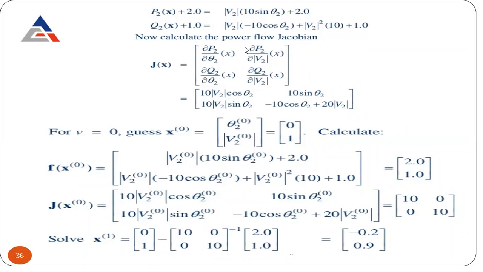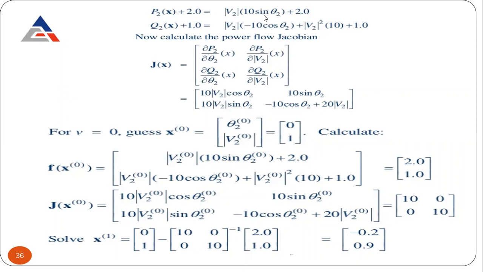Now the next step is to calculate the Jacobian matrix. The Jacobian matrix is just differentiating with respect to each variable. So firstly differentiate P2 with respect to theta 2, because our unknowns are theta and voltage. Next, differentiate P2 with respect to voltage. Similarly, differentiate Q2 with respect to theta 2 and differentiate Q2 with respect to voltage. So these are our equations. Now differentiating them, we got this as a result.